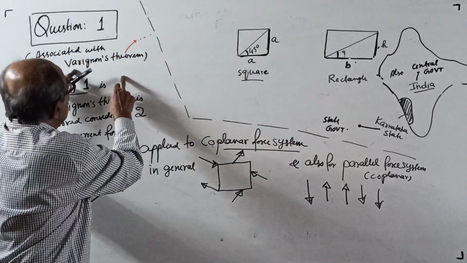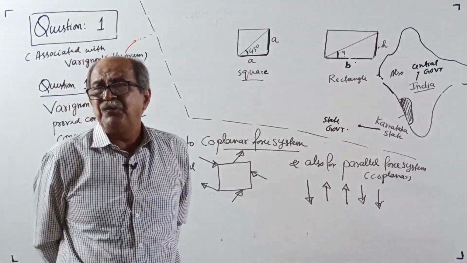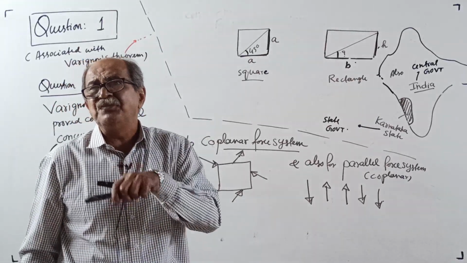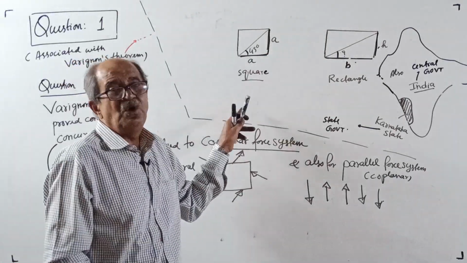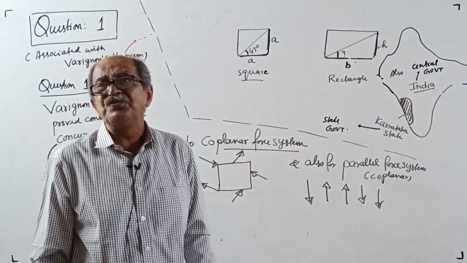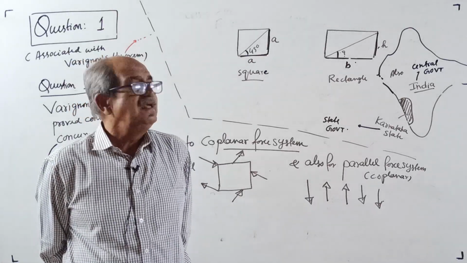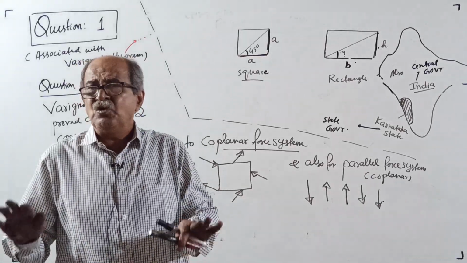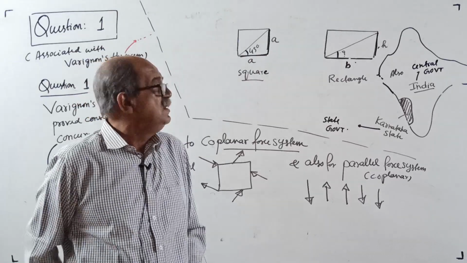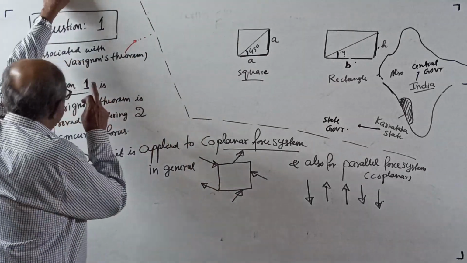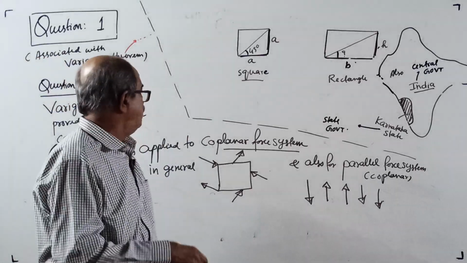Or Varignon's theorem: if you want to apply it for any coplanar force system, you should not prove it only for concurrent forces. It's a particular case. So you should prove it for what? Coplanar force system and parallel force system. But people are not proving that. They will prove it only for concurrent, that too only two forces. Therefore, Varignon's theorem is proved for only a two concurrent force system.